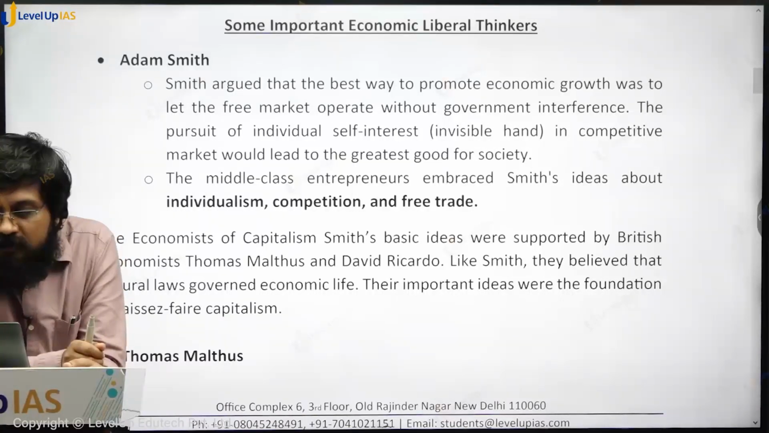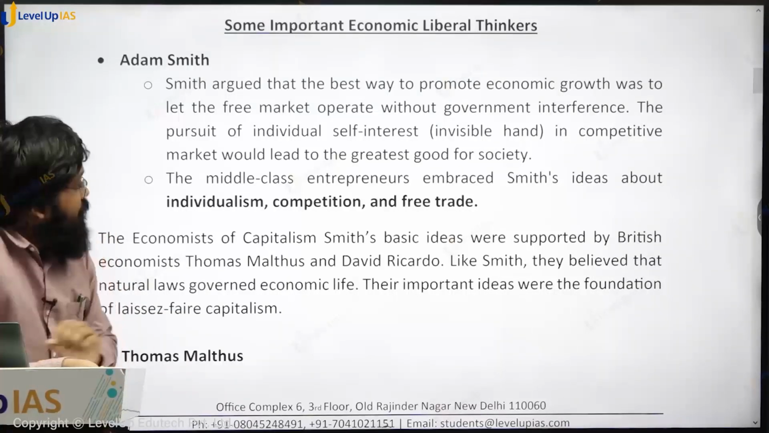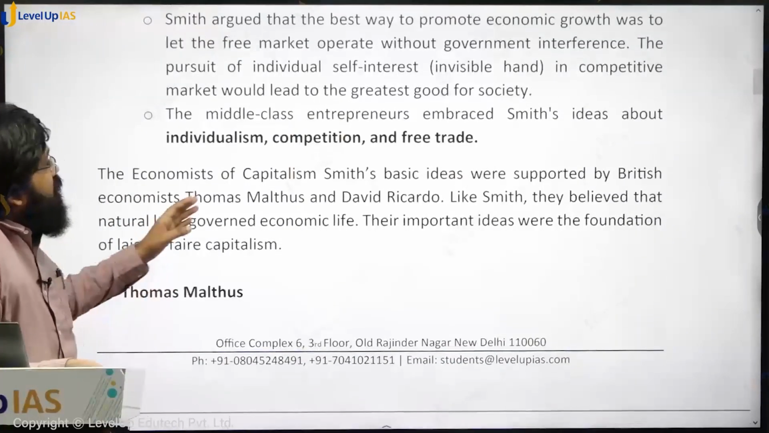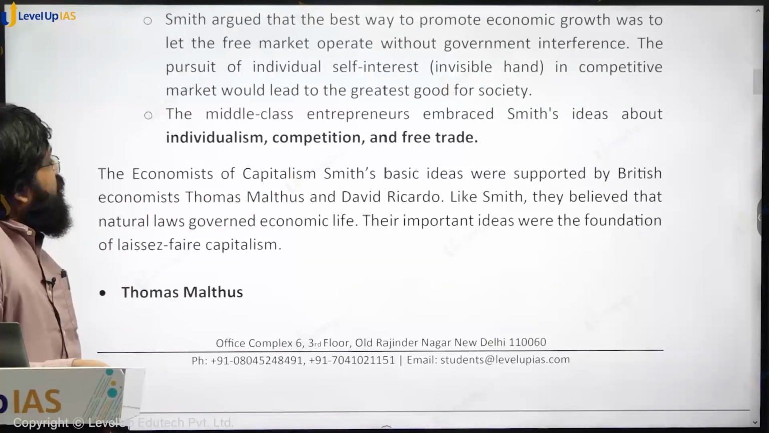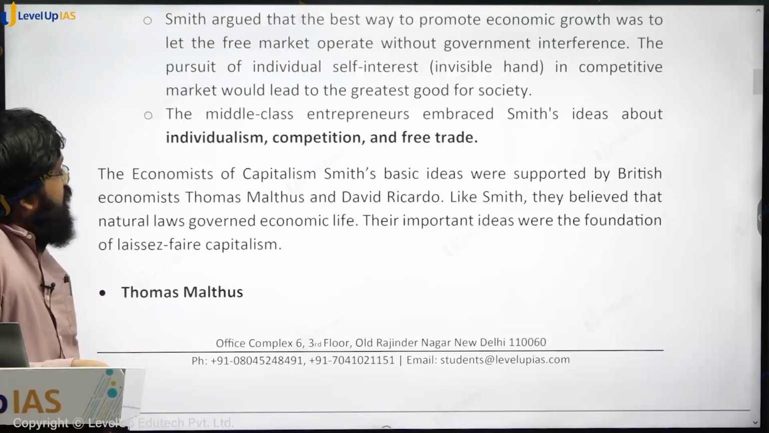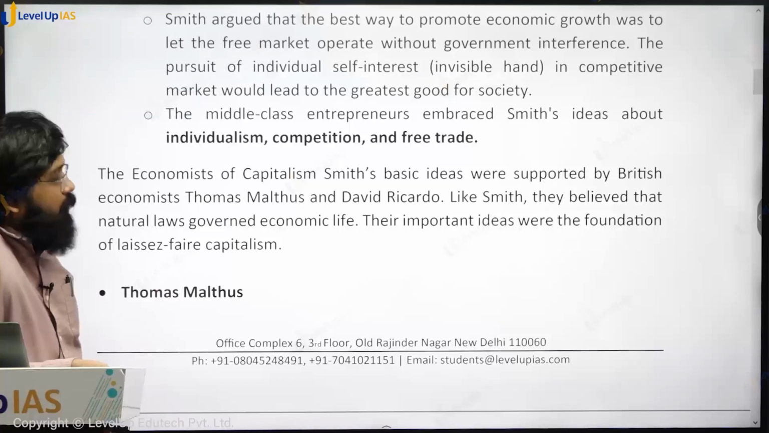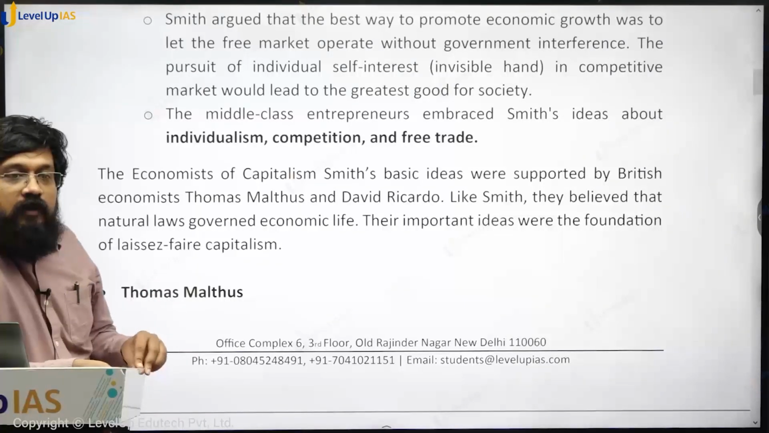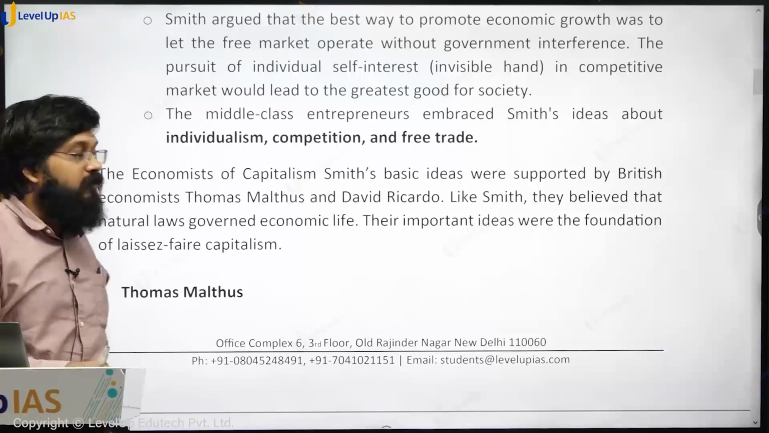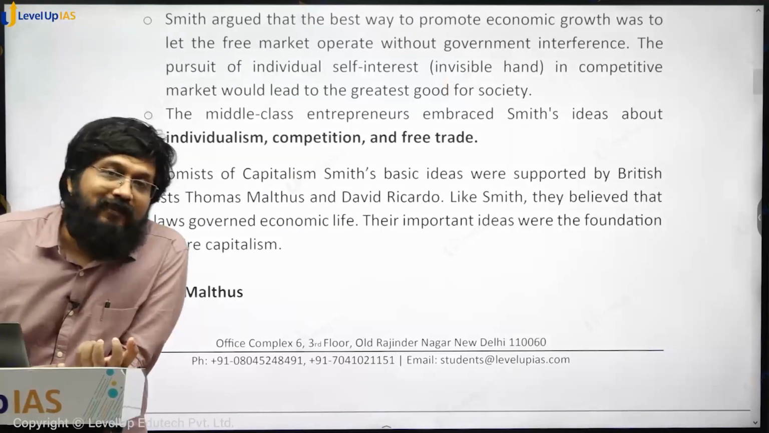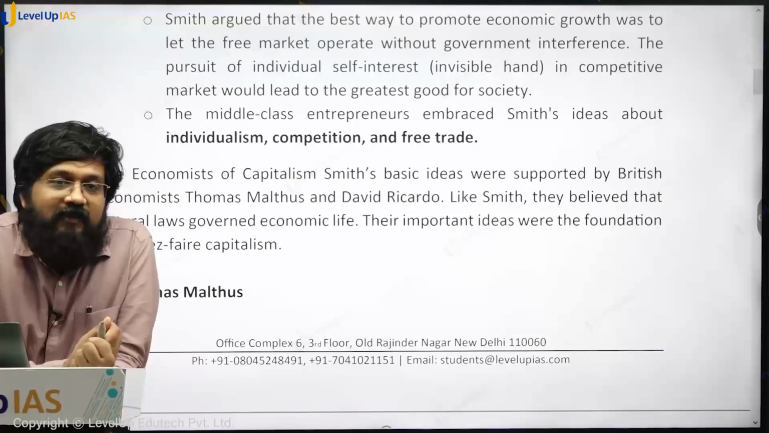So middle-class entrepreneurs embrace Smith's ideas of individualism, competition, and free trade. Economics of capitalism, Smith's basic ideas were supported by British economists Thomas Malthus and David Ricardo. Like Smith, they believed that natural laws govern economic life. Their important ideas were the foundation of laissez-faire capitalism. अब देखो इसमें दो चीजें. First thing is that, like Smith, they believed that natural laws govern economic life. ये thinking, it's a typical Enlightenment thinking.